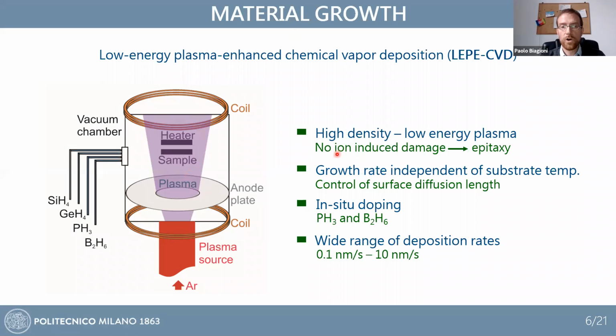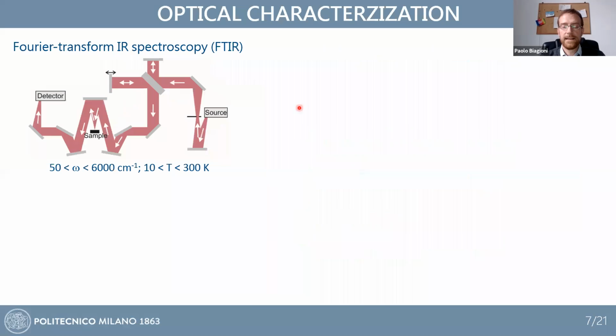And the quality, as I said, is a single crystalline quality because the plasma is a low energy plasma, so it does not destroy the quality. And we have gases to grow silicon, germanium, and then to dope the materials negatively with phosphorus or positively with boron. So the typical material characterization that we perform on our films after growing a germanium film on silicon is taking a Fourier transform infrared spectrum.